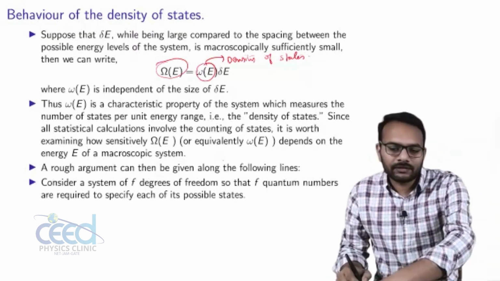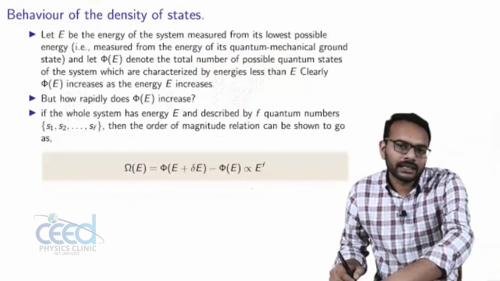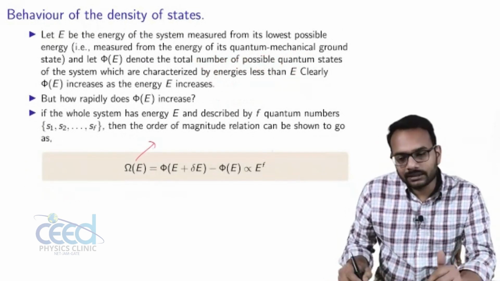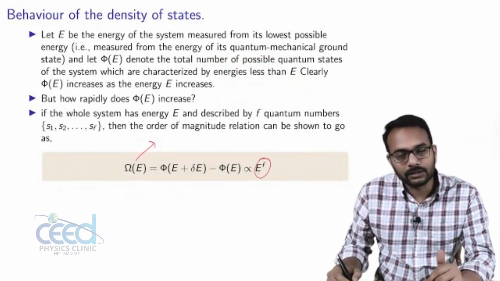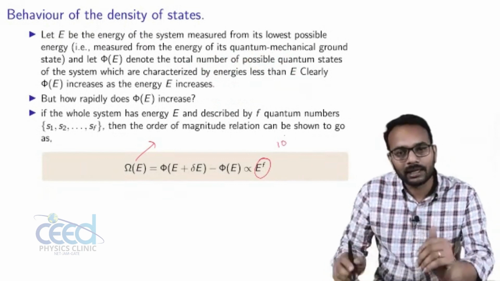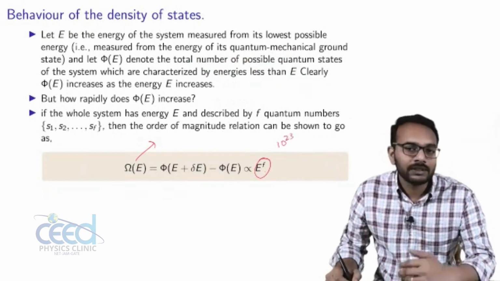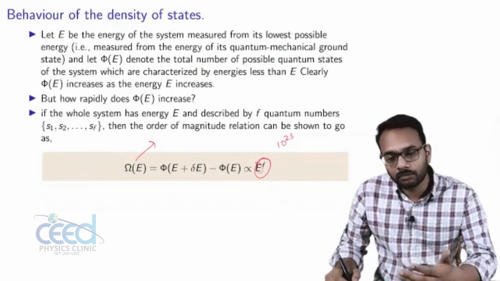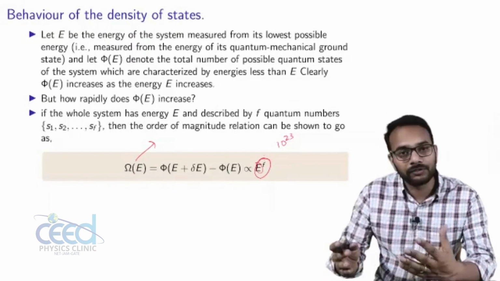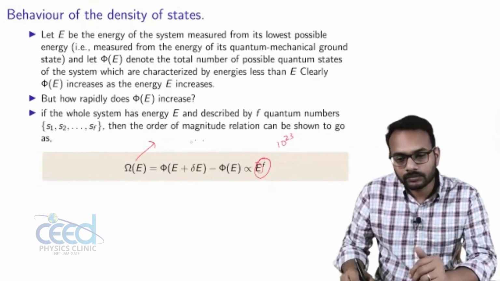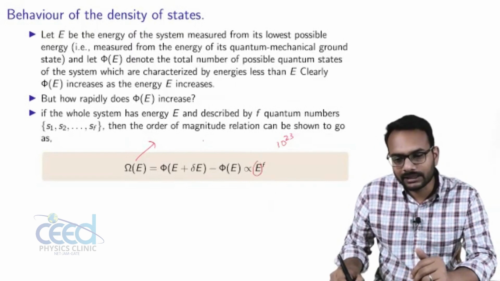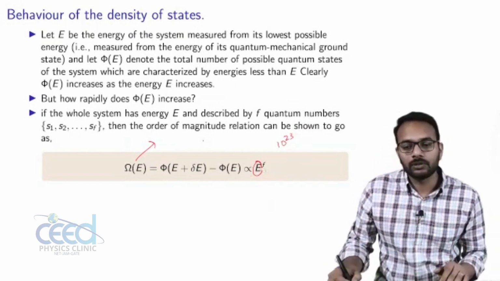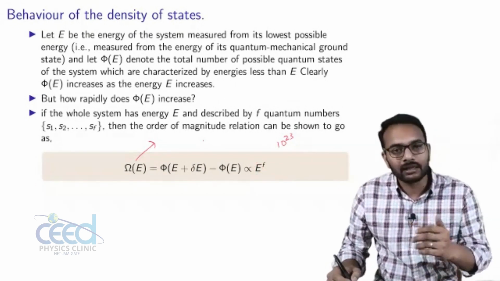And we said that for a system of F degrees of freedom, the number of microstates goes like this. If you are talking about a typical macroscopic system with 10 raised to 23 particles, we saw that this is a huge number. As energy increases, the number of microstates also increases by a huge factor. If you consider a higher energy system, the number of microstates corresponding to a higher energy will be much, much greater than for a lower energy.